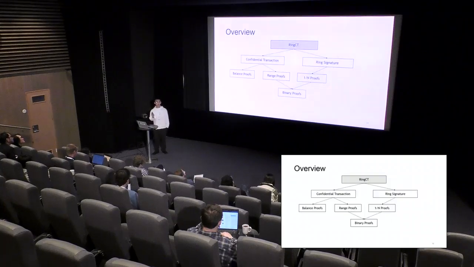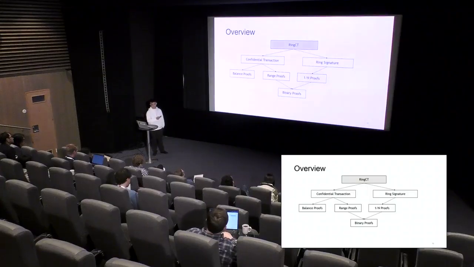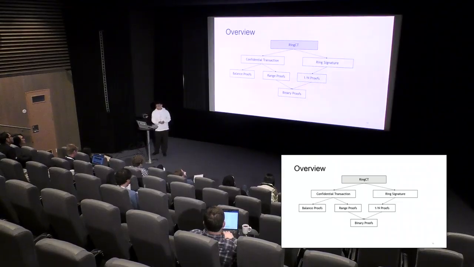Okay, so this is a quick overview of the RingCT construction in previous work. You can see that RingCT contains mainly two parts. The first, the confidential transaction, is based on the balance and the range proofs, and further the range proofs are based on the binary proofs. And for the other part, the ring signature, it is built on the so-called one-out-of-many proofs, and it is also based on the binary proofs.